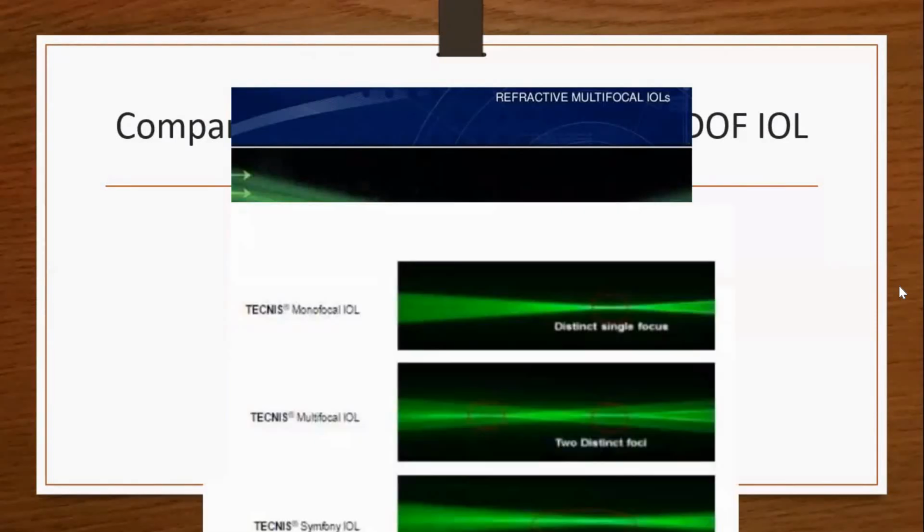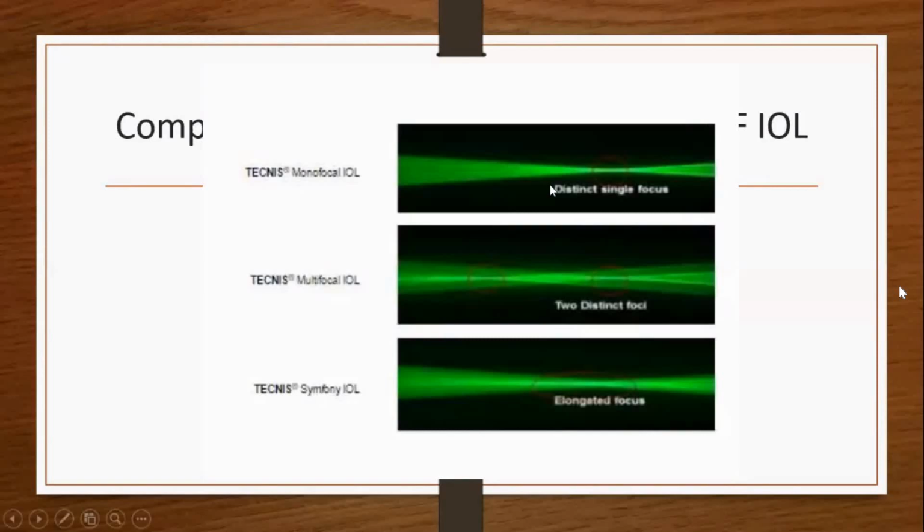Here I am showing the difference between lenses. This is a monofocal lens, which has a single focus. This is a multifocal lens, which is nothing but the diffractive lens, with a near focus and a distance focus. And this is an EDOF lens, Symphony. Symphony is from Johnson & Johnson. It is a refractive lens, in which you can see an elongated focus. Here you can't count the number of foci. Starting from here till here, it will have n number of foci.